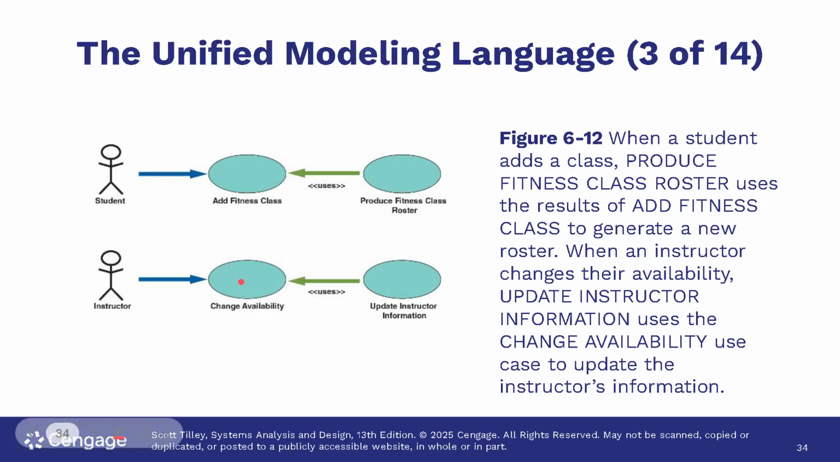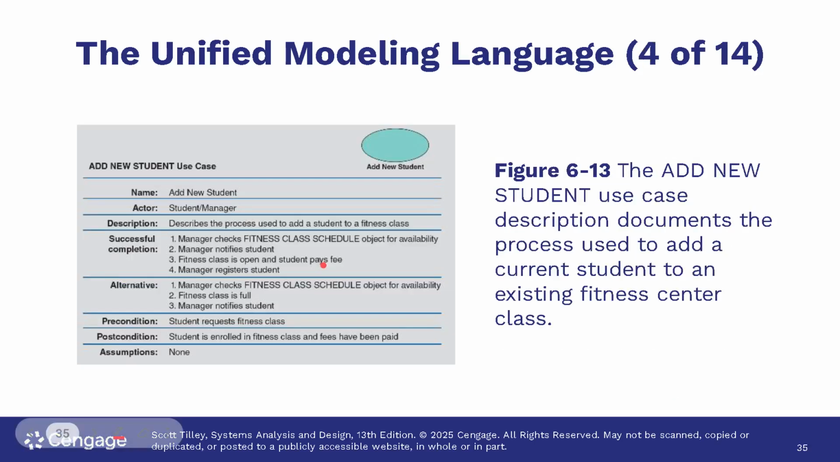An instructor changes their availability. The updated instructor information uses that information and updates the instructor's information. The documentation of the use case is clearly defined for the coder then to know, okay, what does the code need to do in this particular use case? So again, another way of modeling how the system needs to work.